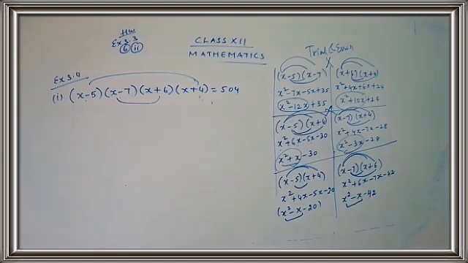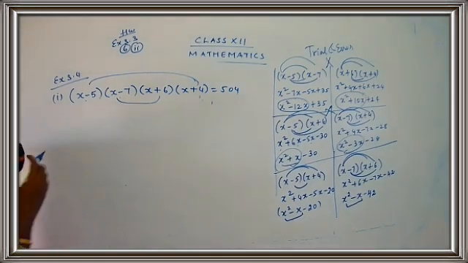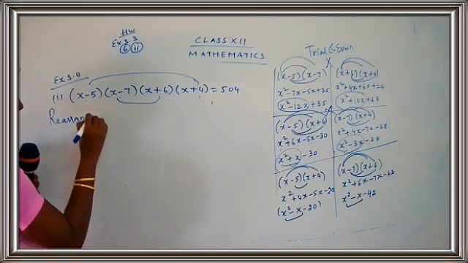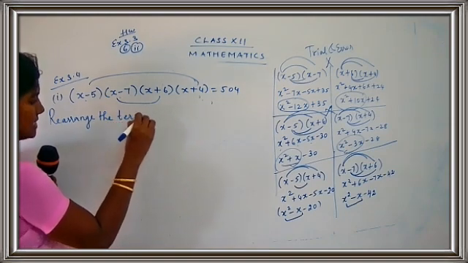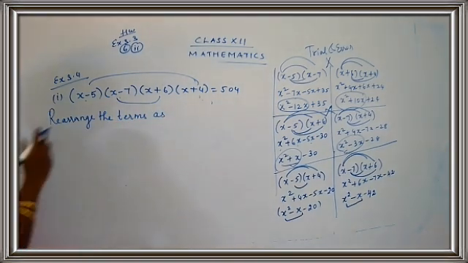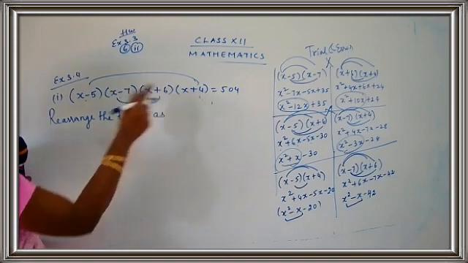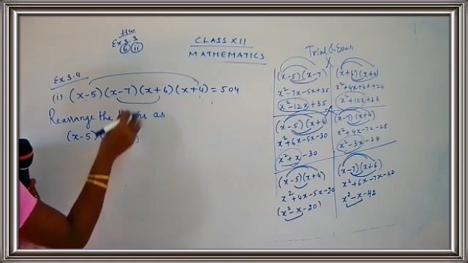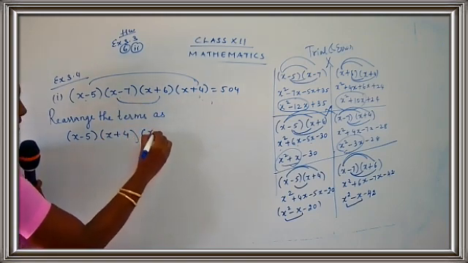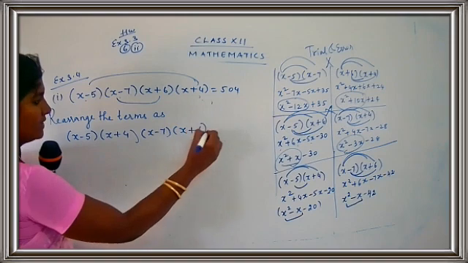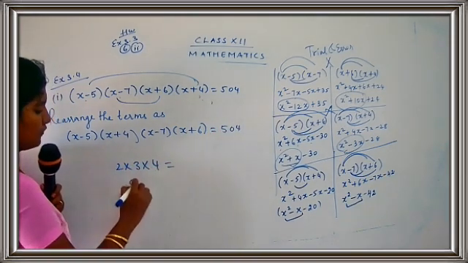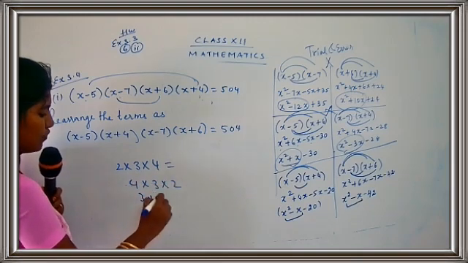Write down. So we have been successful in finding the terms. Let's write down the sum part now. So we are going to rearrange the terms as follows. I am taking the first and the fourth combination, so write them together: x minus 5, x plus 4. And I am going to write down the second and third together: x minus 7, x plus 6. And this is equal to 504. You can write down, 2 into 3 into 4 can be written as 4 into 3 into 2 or 3 into 4 into 2.